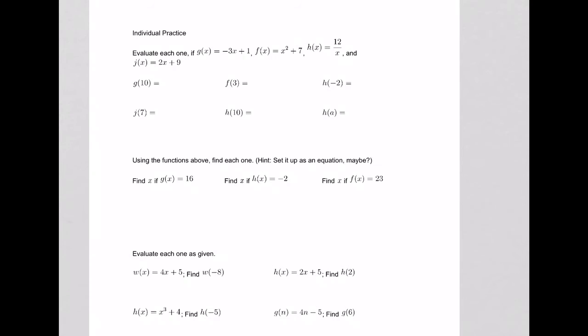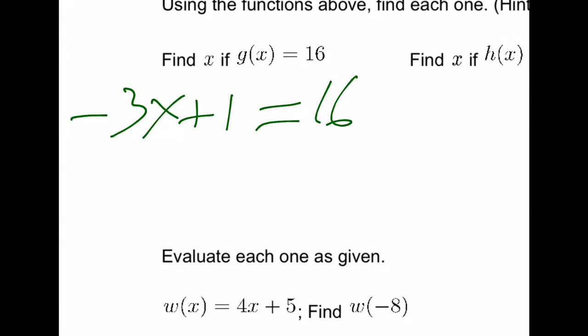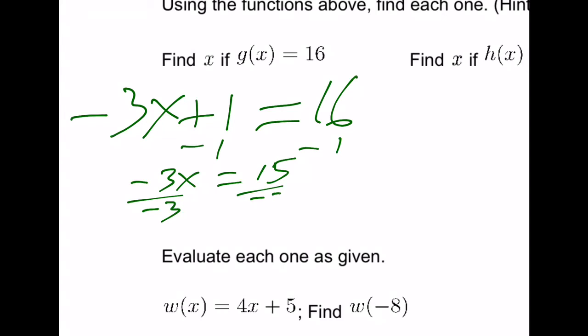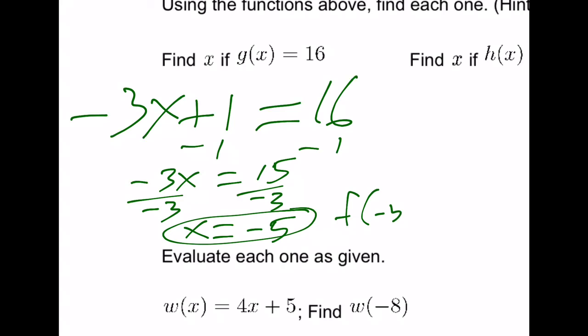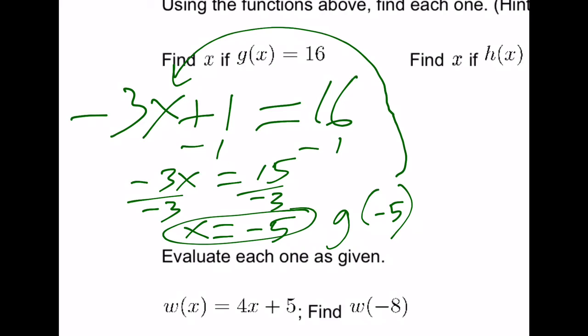The top part on the back is more practice of the same, but the middle part changes a little bit. For example, we know that g of x, which is the function negative 3x plus 1, is equal to 16. And now we have to find x, so it's back to solving equations. Minus 1, negative 3x is equal to 15. Divide by negative 3. x is equal to negative 5. Which means if we were to take g of negative 5 and plug it into that equation from the start, we would get 16.